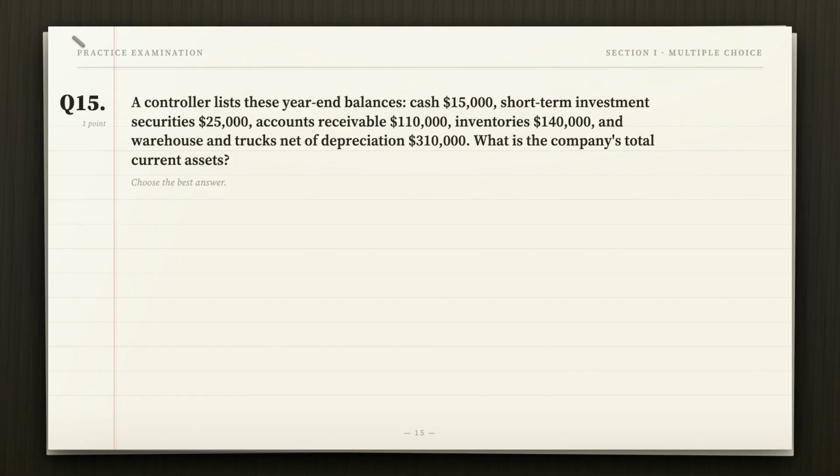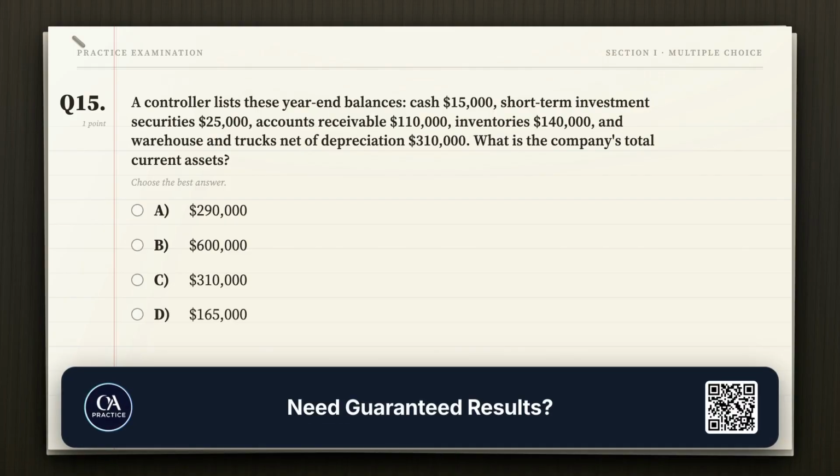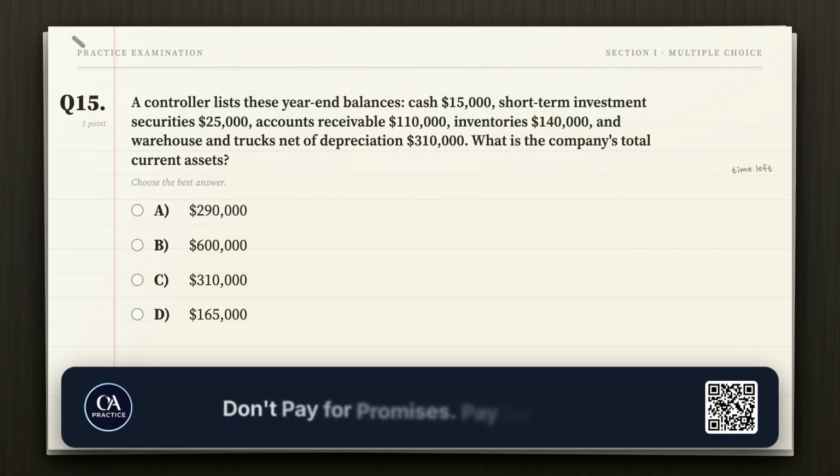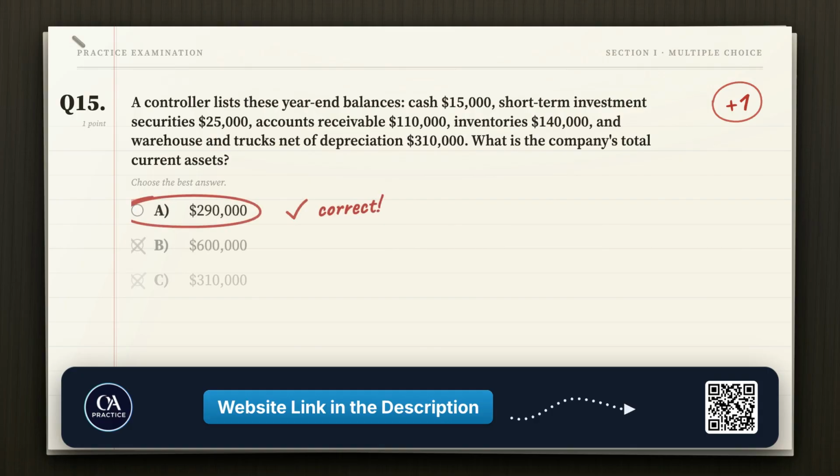Your options are A. $290,000, B. $600,000, C. $310,000, D. $165,000. Don't overthink it. Which one feels right? The correct answer is A.